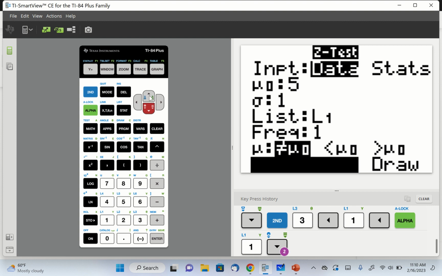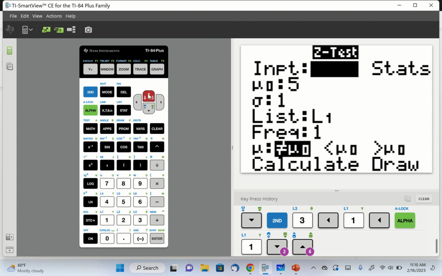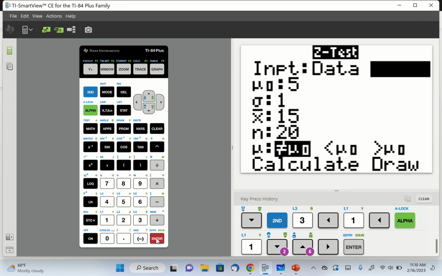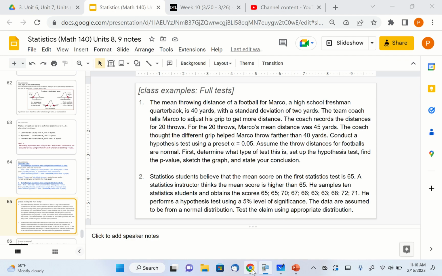What if data is not given? So let's go up to highlight the input with stats given statistics. So go to the right, highlight stats, hit enter. And again, you would type in your population mean, population standard deviation, sample mean, sample size, and the direction of the test, and then calculate. So let's take a look at an example to work with. So let's go out of this here and let's work with example 1.